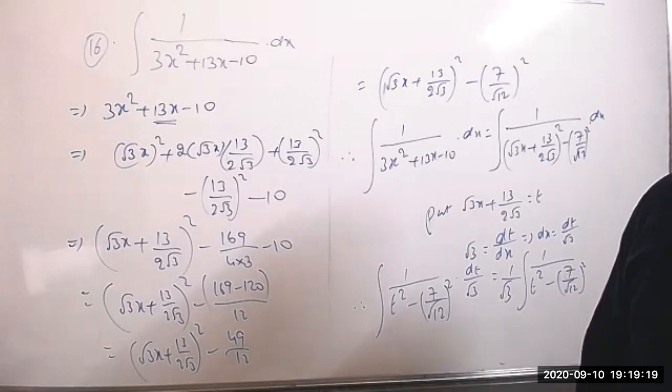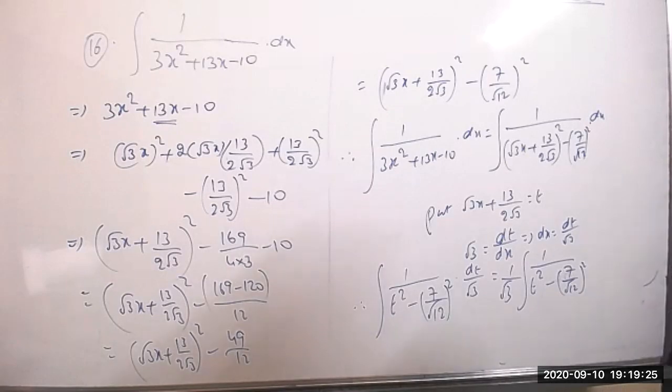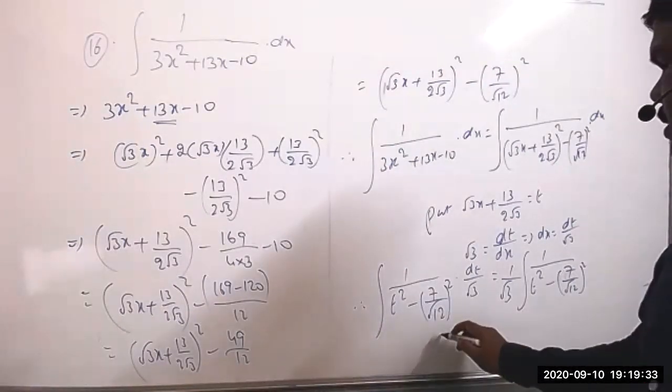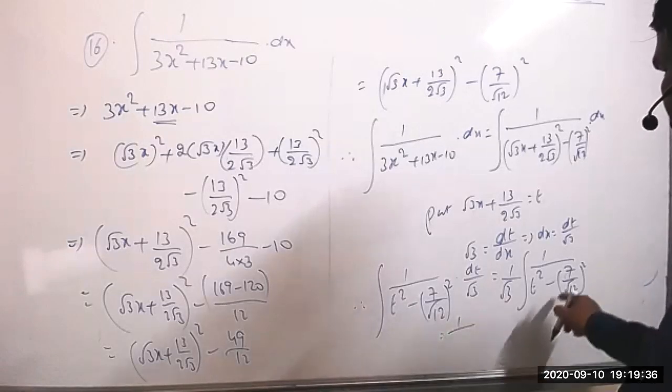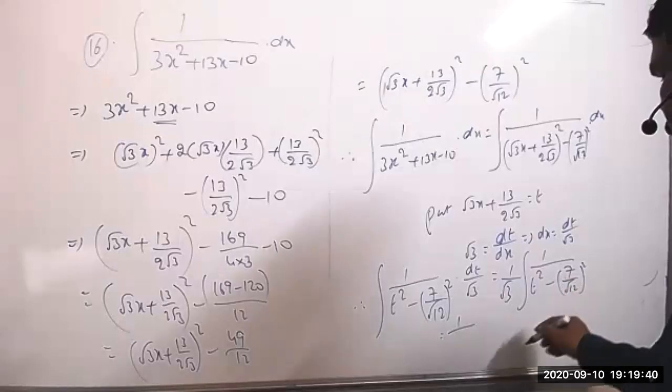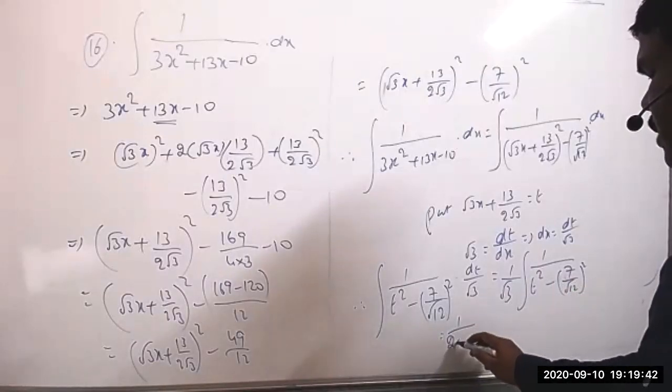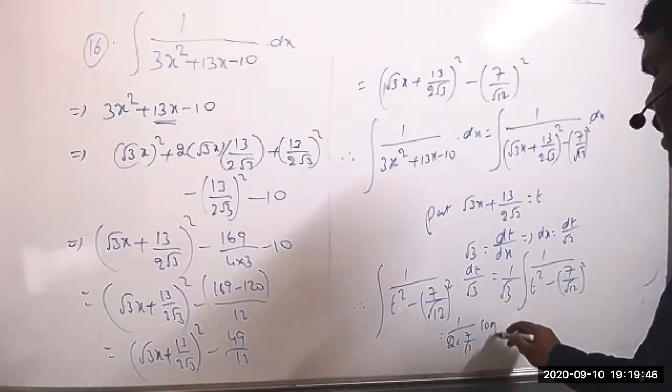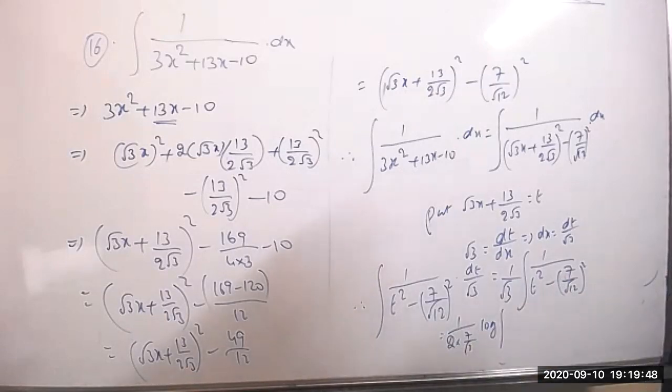What is the formula? Tell me anyone. It is 1 by 2a into log modulus of x minus a by x plus a. What is the value of a? Root 7 by root 12. 2a means you can write 2 into 7 by root 12 into log modulus.